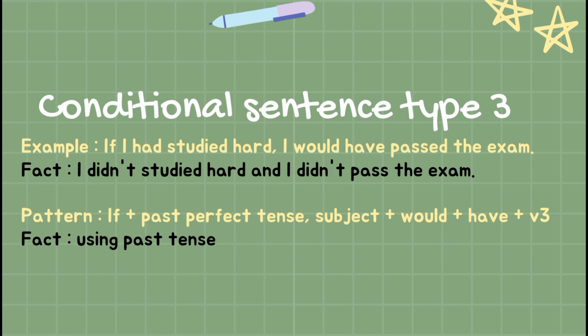So, in conditional sentence type 2, the fact uses simple present tense, while in conditional sentence type 3, the fact uses past tense because it states something that did not happen in the past. And then the pattern is if plus past perfect tense, subject plus would plus have plus verb 3. And then the fact uses past tense.